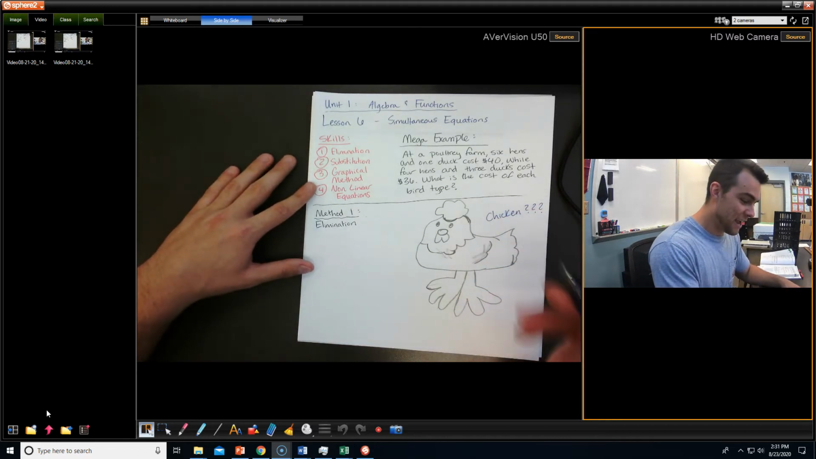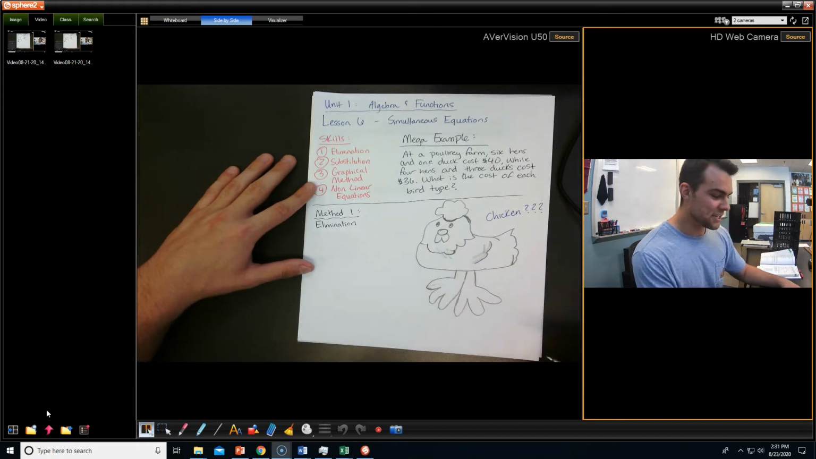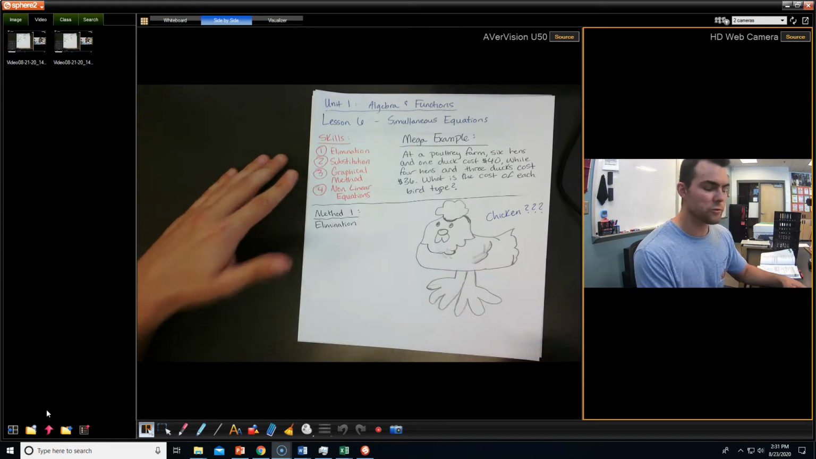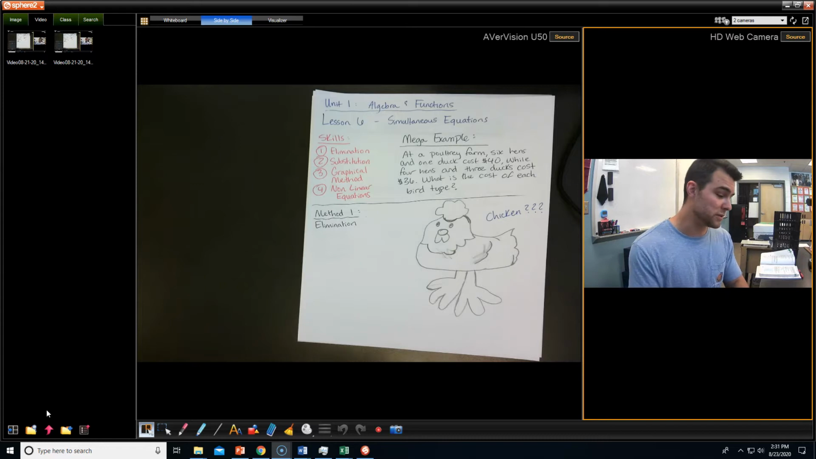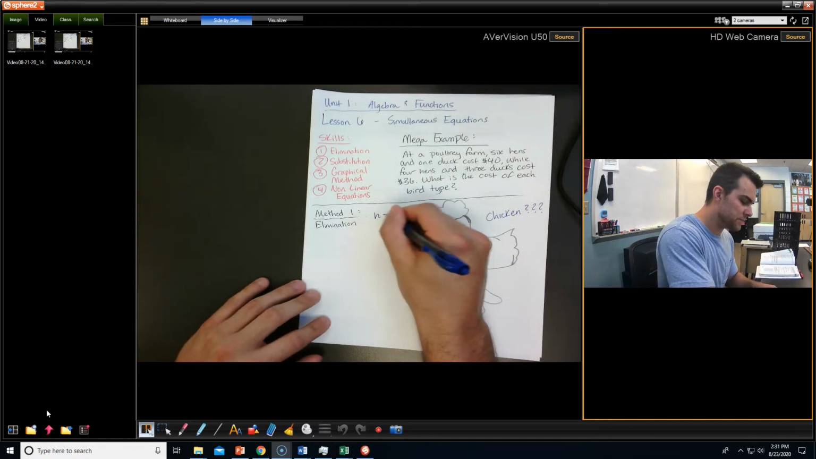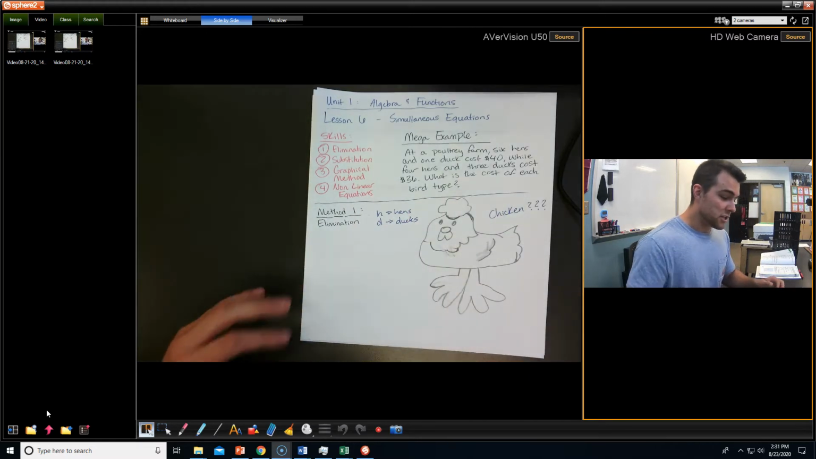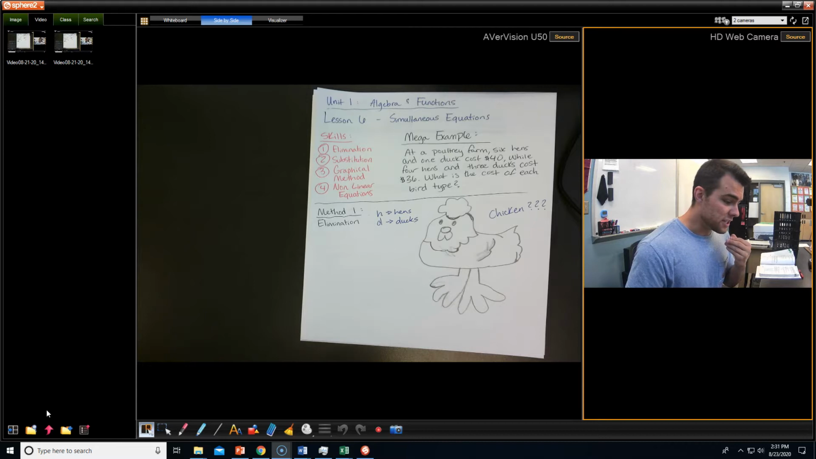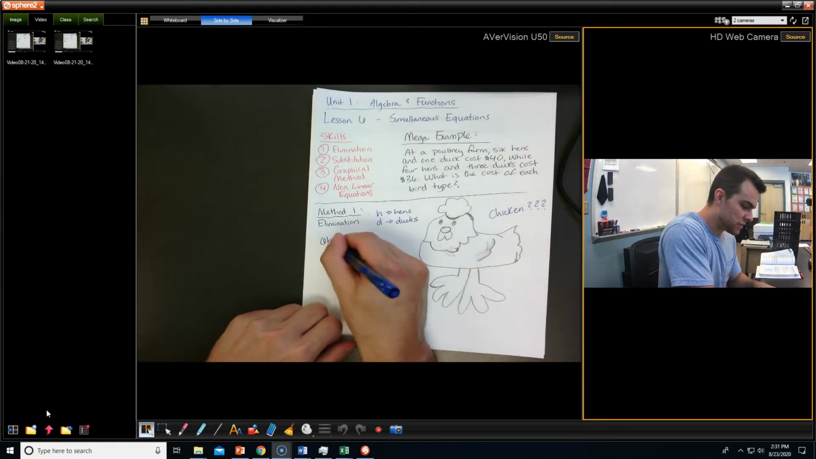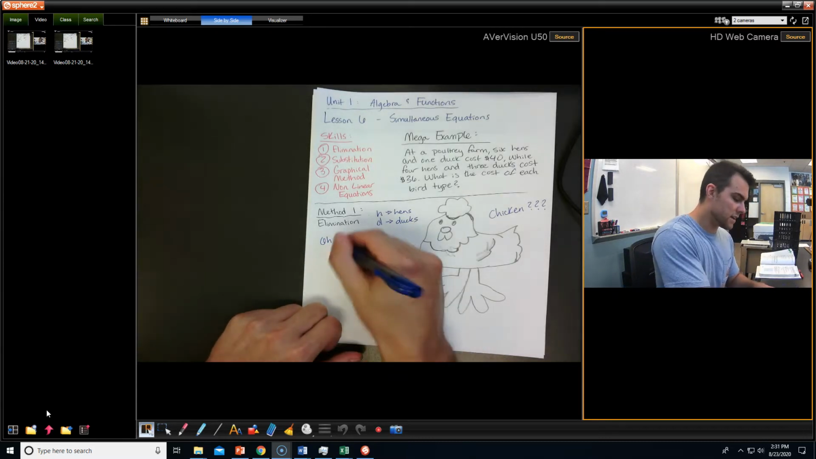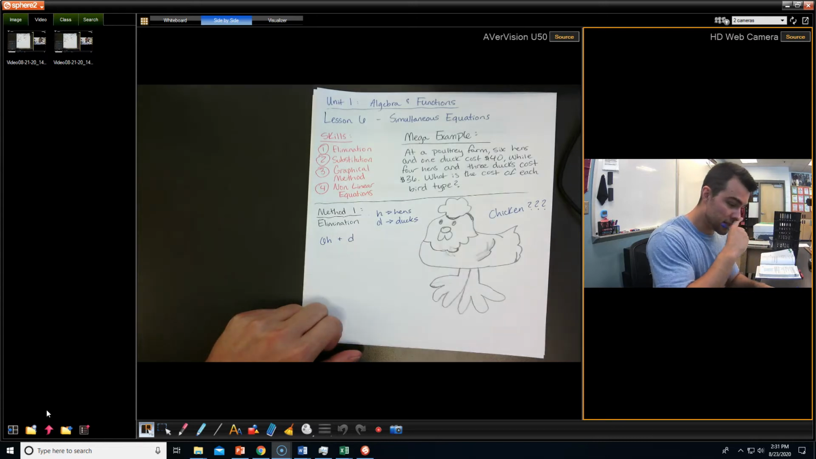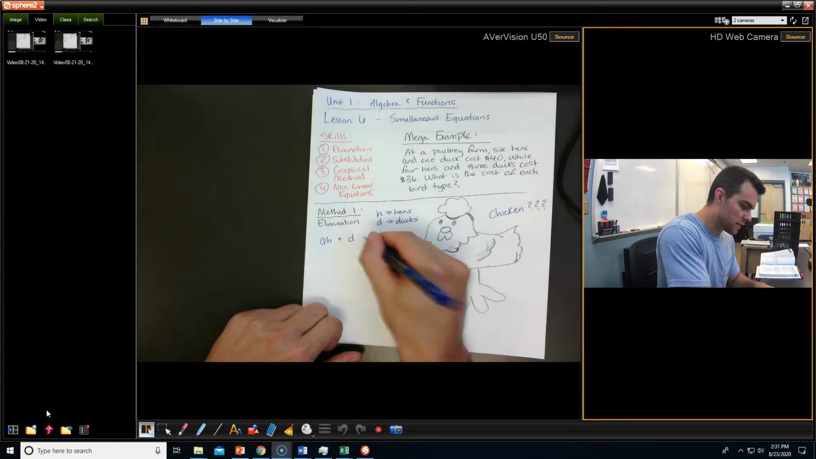Alright, on this poultry farm, 6 hens and 1 duck cost $40. So we need to establish some variables, okay? Let's call H our hens, and then our ducks will be D. And so we know that 6 hens, so 6H, plus a duck, that's going to equal $40.